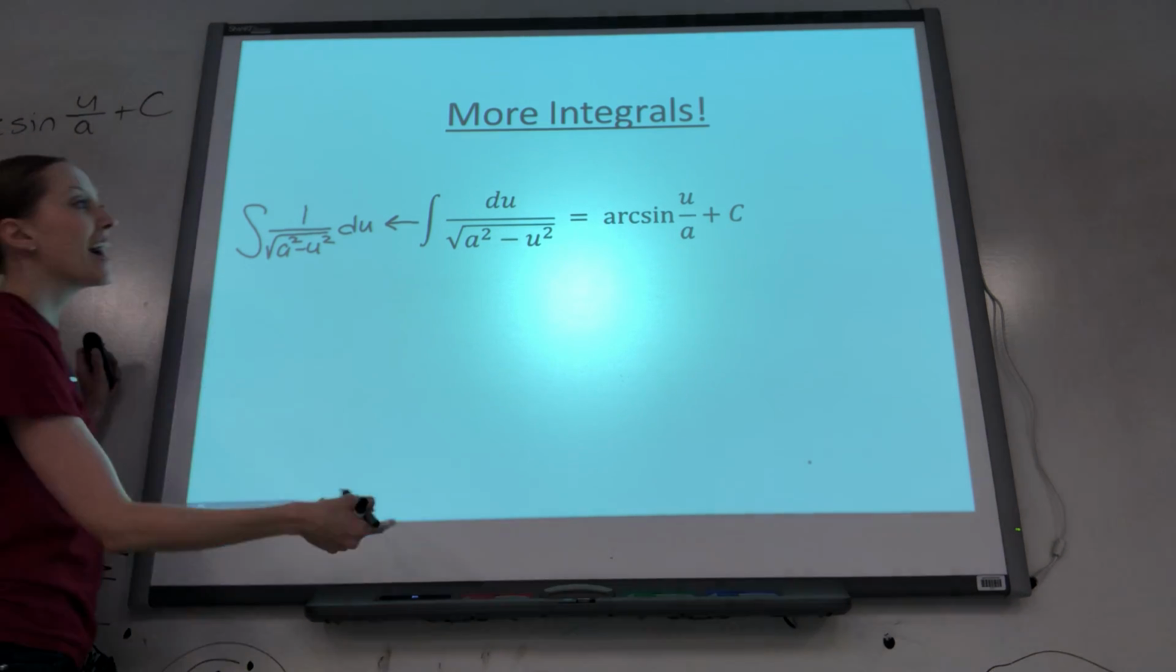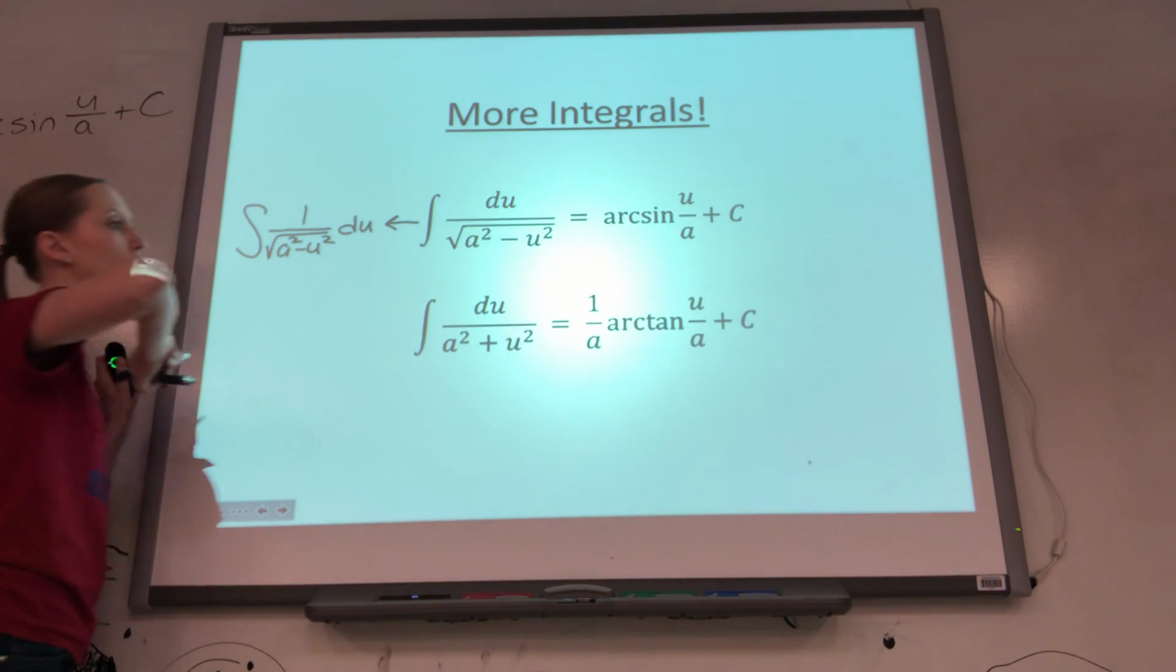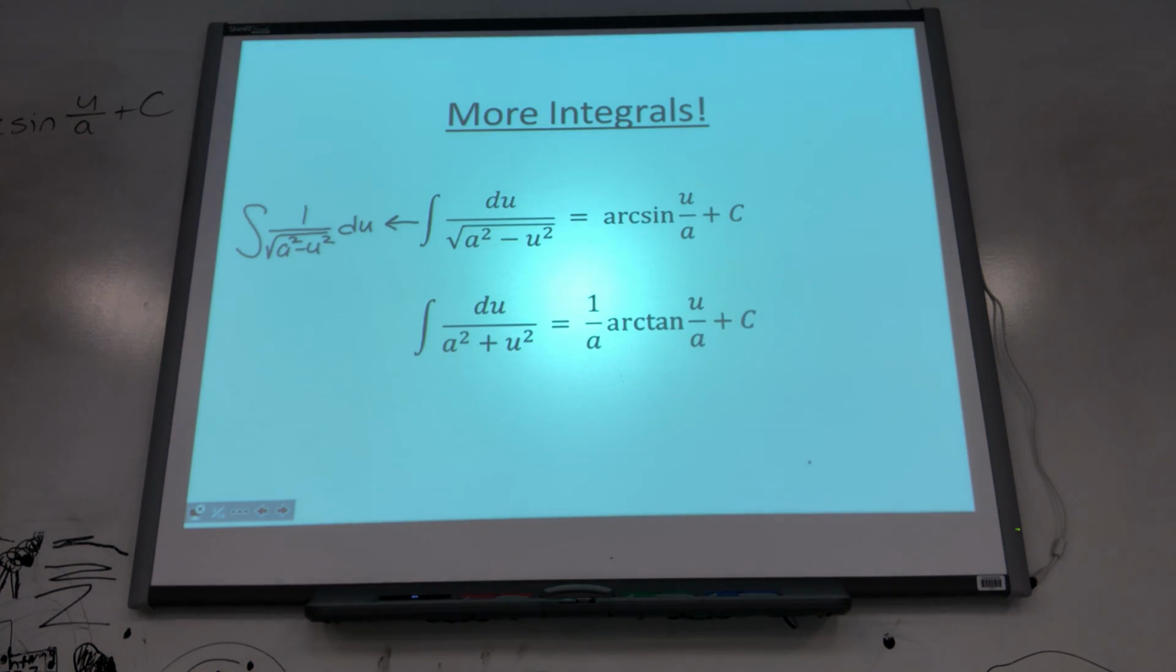Now, the only other inverse trig function we're going to work with today is arctan, or inverse tan. So if you are integrating du over a squared plus u squared, we'll talk about a and u a little bit more in a minute, that works out to be 1 over a arctan of u over a plus c.